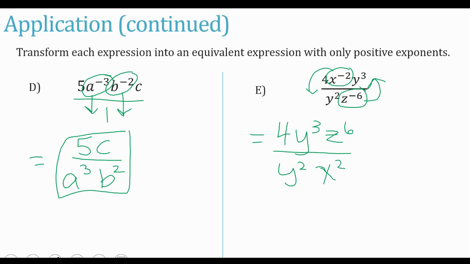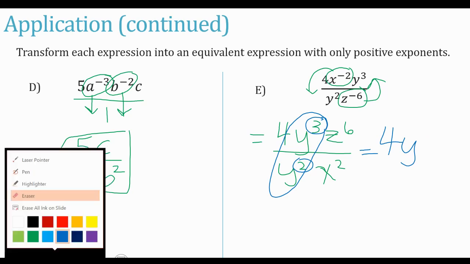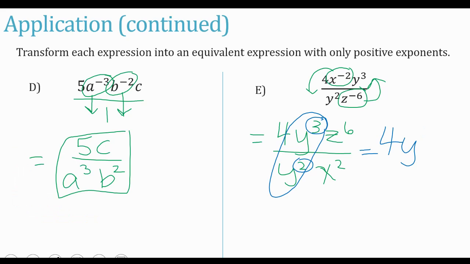Now, I want to reevaluate. Is there anything else that I can do and simplify here? And if you notice, we do have 2 of the same base. So we're going to apply that rule that we reviewed in the beginning, where we're going to subtract our exponents here. 3 minus 2 is going to give us 1. So this is going to become 4y to the 1st power, but I don't really need to write that 1st power, so I'm not going to. So let me just erase that real quick. If you want to write it, you can, but it's not necessary. z to the 6 stays the same.